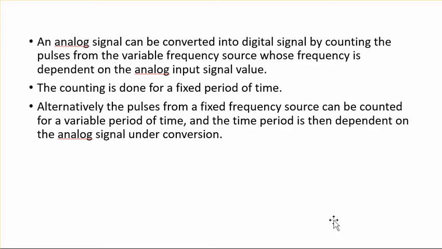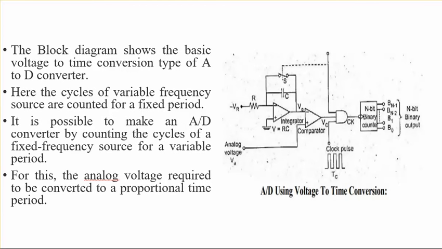This counting is done only for a fixed period of time. Alternatively, the pulses from a fixed frequency source can be counted for a variable period of time, and the time period is then dependent on the analog signal which is under conversion. And this is a simple block diagram to show the basic voltage to time conversion type of A to D converter.